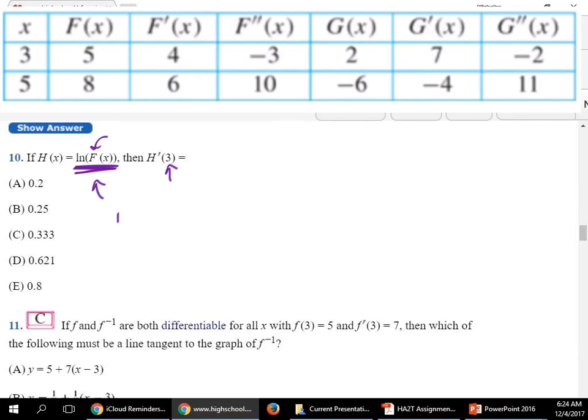Okay, let's see. 1 over what's inside. That's the derivative of any natural log. It's 1 over whatever's inside.